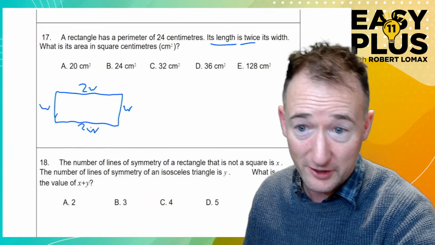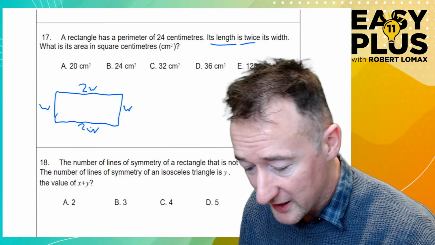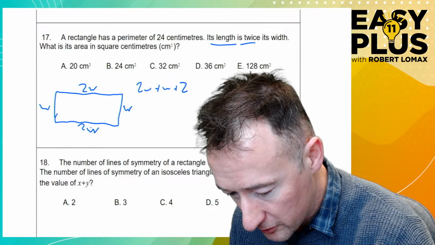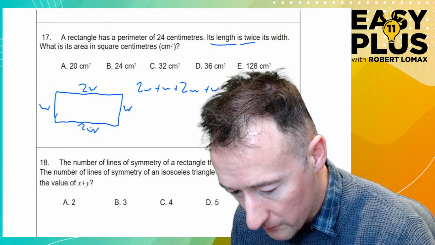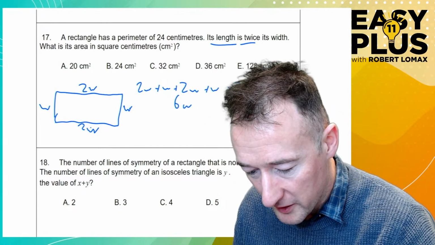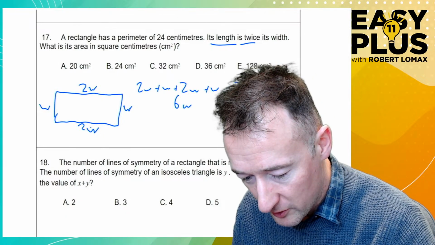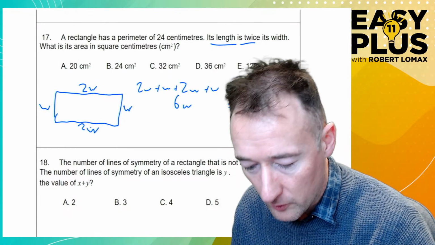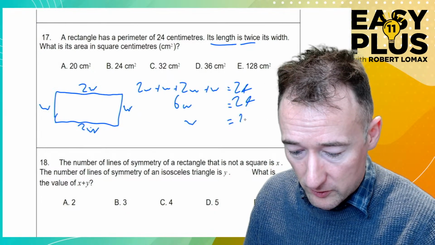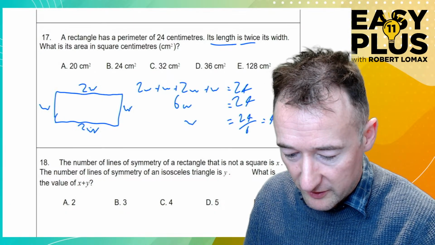A perimeter means the distance around the outside. So if we add all these together, we're going to get 24. So if we have 2W plus W plus 2W plus W, we get 24. How many W's is that? 1, 2, 3, 4, 5, 6. 6W is 24. So 6W's are 24, so 1W is 24 divided by 6, which is 4.